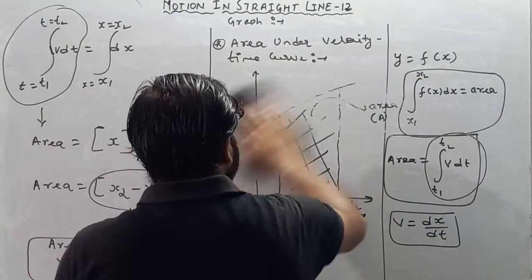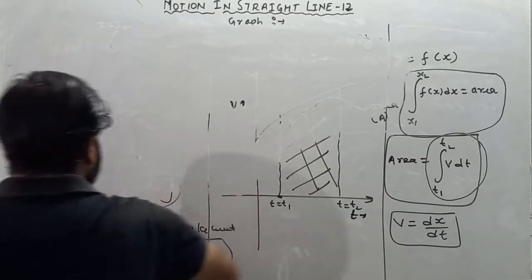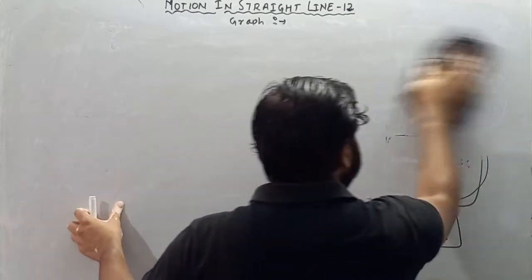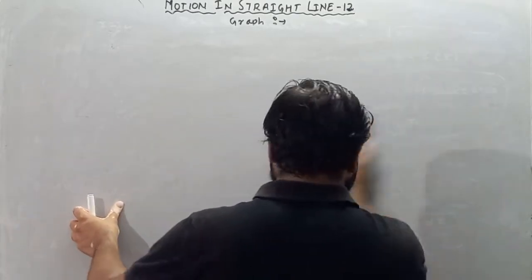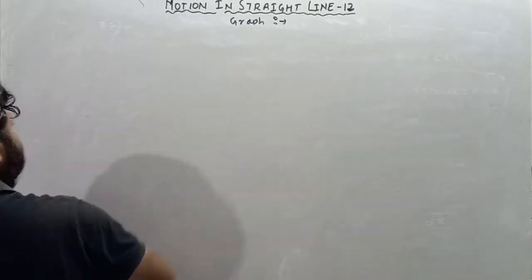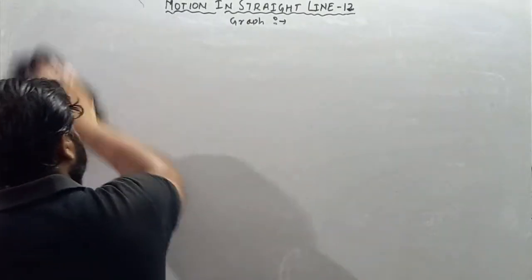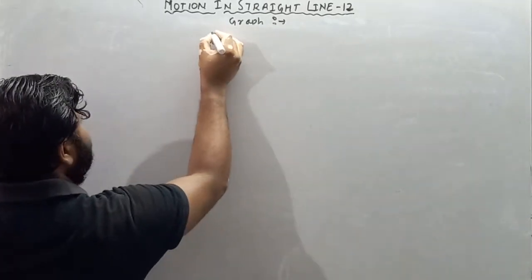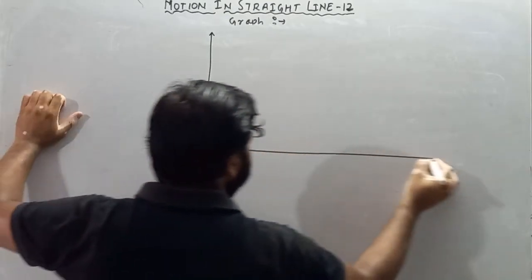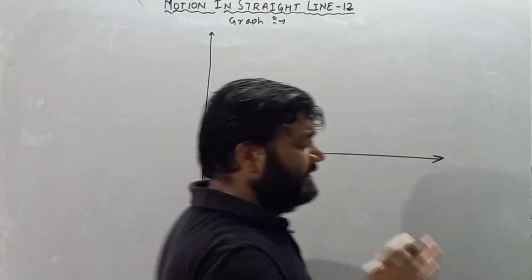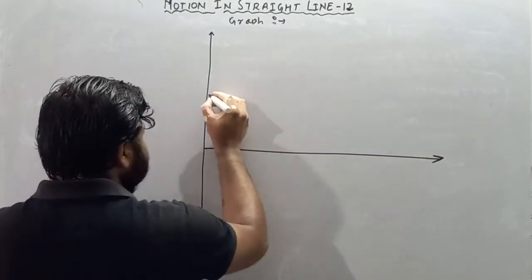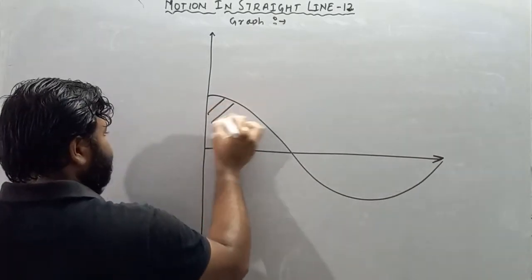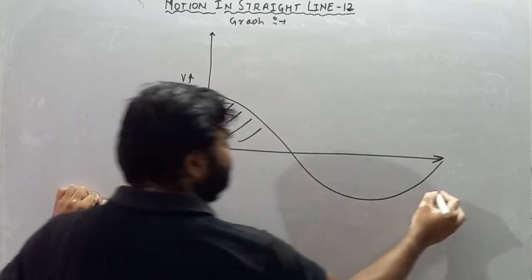Now see, my dear student, remember this thing, nothing is very tough in understanding the graph. Just remember, integral f of x dx can give the value of area under the graph. So we know that if I find the area of velocity and time, then that area can give the value of displacement. Now see, let's suppose a particle is moving like this. So here this is the graph of velocity versus time.